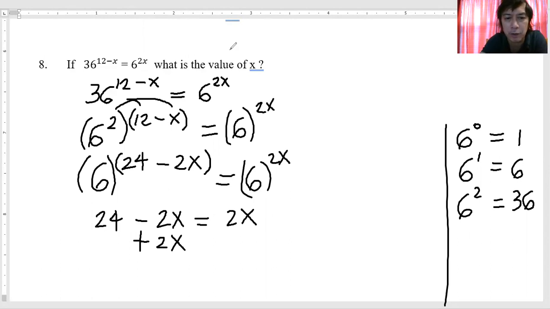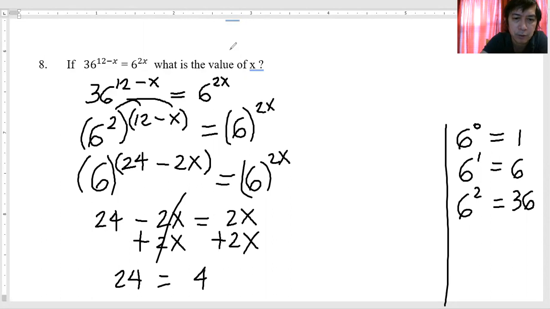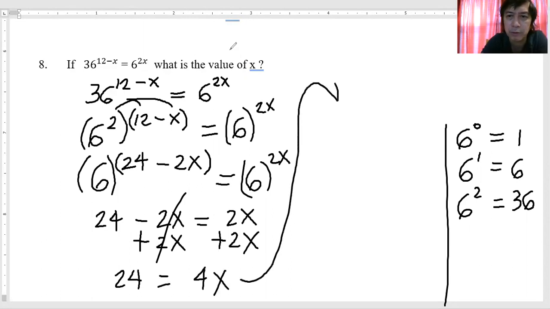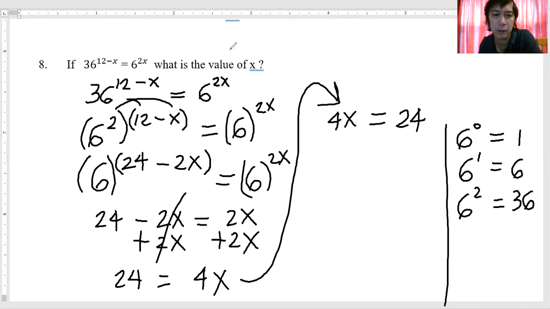So you add 2x here, you add 2x here, and this zeroes out. And you now have 24 equals 4x. You can write it this way: 4x is equal to 24. Same thing. If A is equal to B, then B is equal to A. Symmetric property of equality. So we can swap the positions of the left and the right side of the equation.